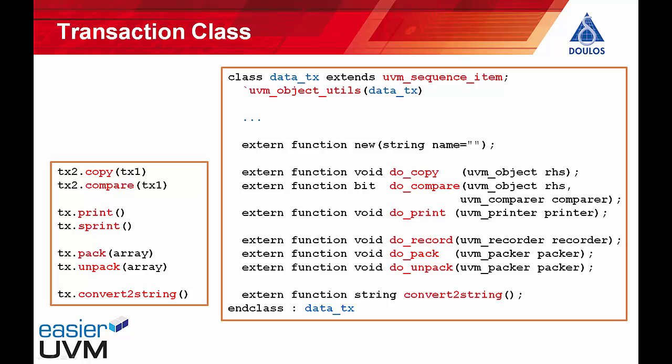So within this tutorial, I've been describing transaction classes and all of the various methods within the transaction classes. We've seen that there's some asymmetry here because we've got a bunch of methods with a do prefix, which you override, but call them without the do prefix. So a call to copy to transactions actually calls the overridden do copy method. Compare calls do compare. Both print and sprint call do print. There is a record method that calls do record, but record is typically called implicitly rather than explicitly because transactions get recorded anyway when they're generated from the sequence.